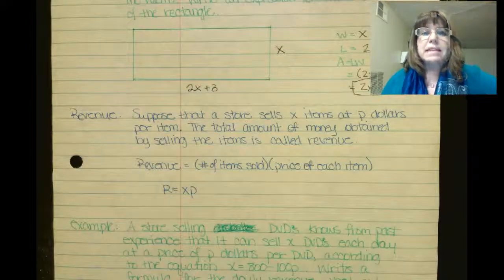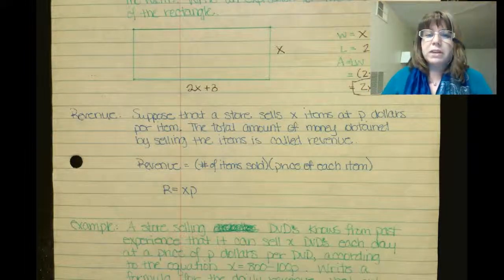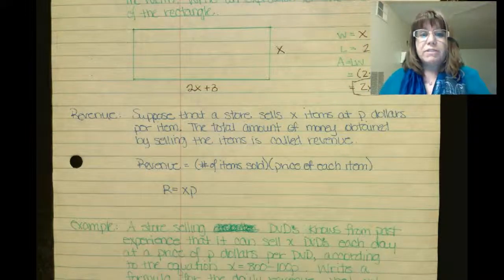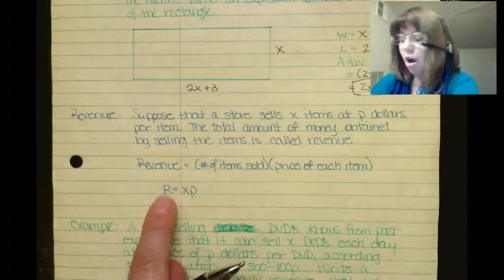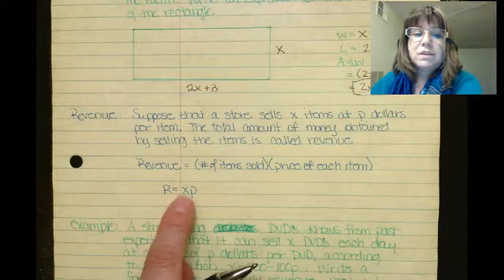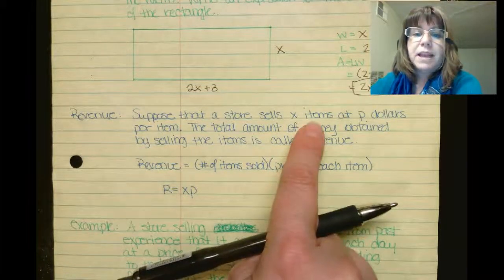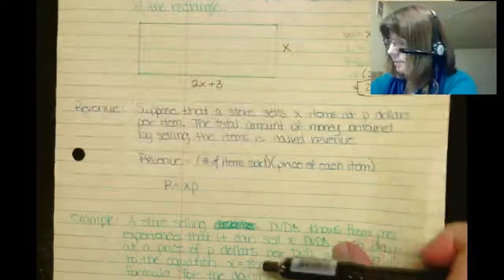Let's suppose that a store sells x items at p dollars per item. The total amount of money that we can obtain by selling the items is called revenue. Revenue is the number of items sold times the price of each item. In other words, R for revenue equals x times p, where remember x is the number of items and p is the dollar amount that we sell it at, or in other words, price.